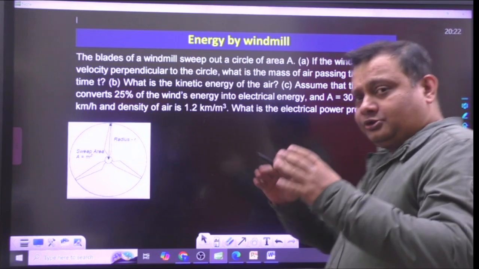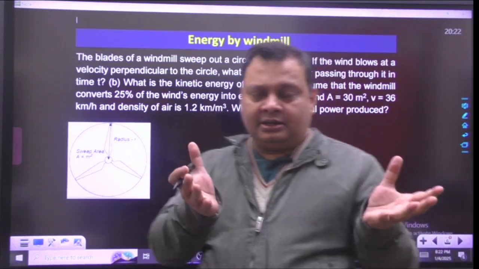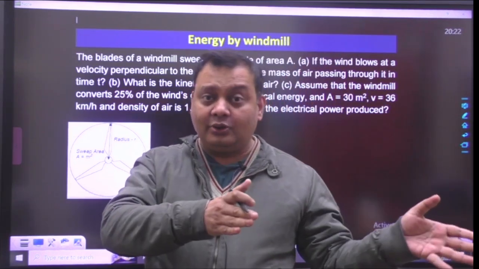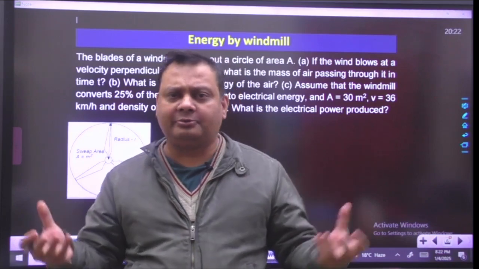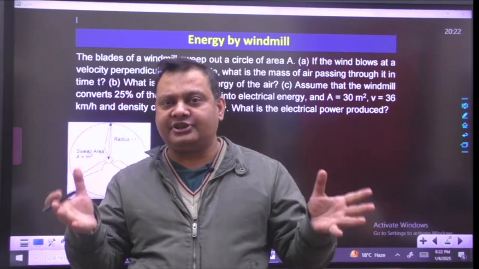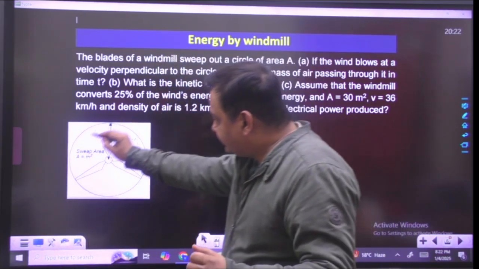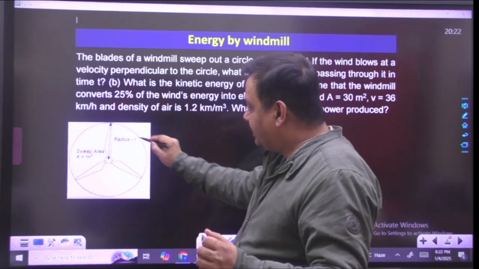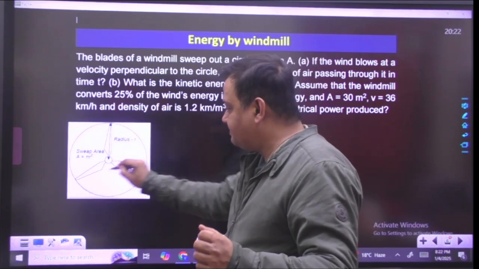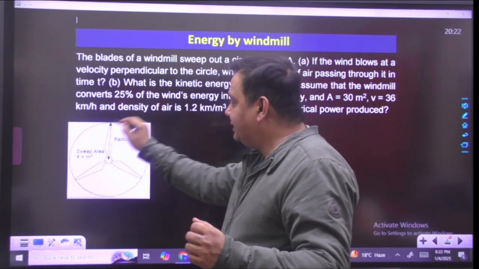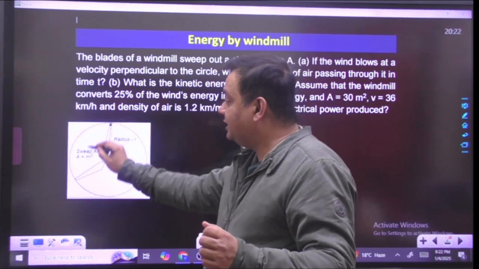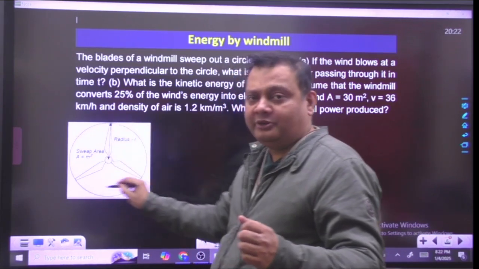Okay, so we know a windmill converts the wind energy into electrical energy. One of the uses of the windmill is to convert the wind energy into electrical energy, and this is the area swept by the blades of the windmill. Suppose there are 3 blades, and when they are moving in a circular path, this will be the area swept by the blades of the windmill.